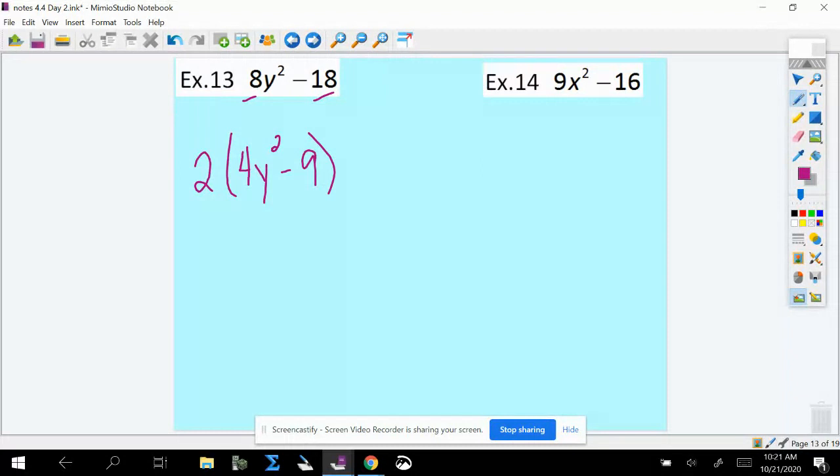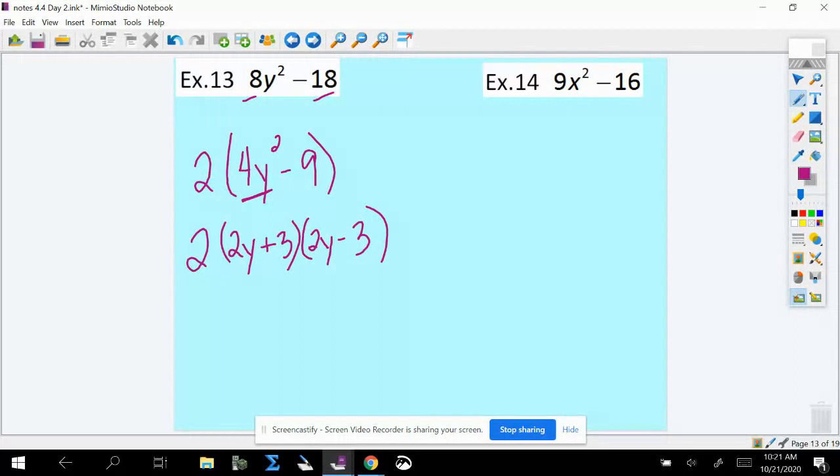Now we are left with a difference of squares. We have a subtraction and we now have perfect squares. The 2 that I brought out is still going to stay there. We're going to break up our factors. One of them is going to start with a 2y and have a plus. One of them is going to be a 2y and a minus, and that comes from square rooting the 4y squared. And then the 9 is going to be a 3 and a 3.